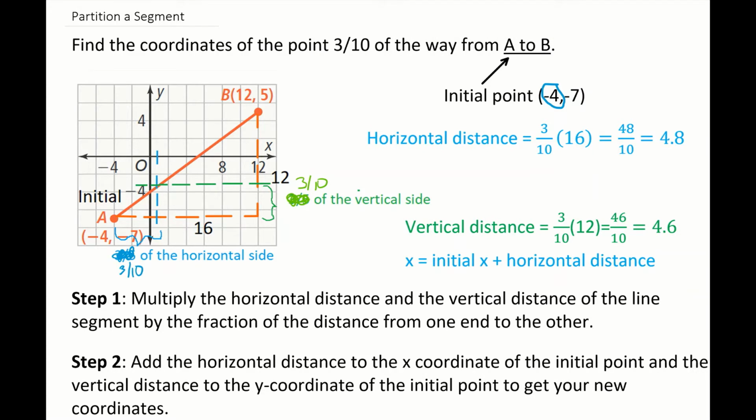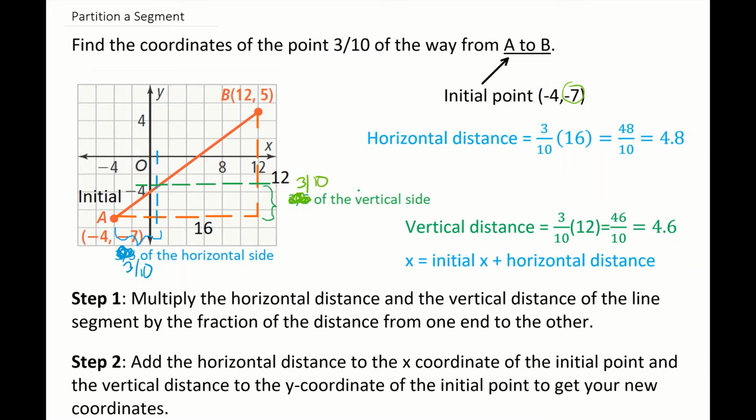Okay, so let me show you that in detail. I circled the x coordinate, and so we're going to say x is equal to the initial x value, which in this case is -4, right? And then the horizontal distance is what we got here, 4.8. So it's going to be -4 plus 4.8. And then we're going to repeat that for y. So y would be -7, and then plus the vertical distance. I'm going to use green for y. That's going to be the vertical distance of 4.6 plus that -7 there.